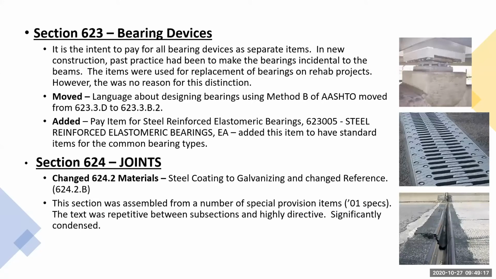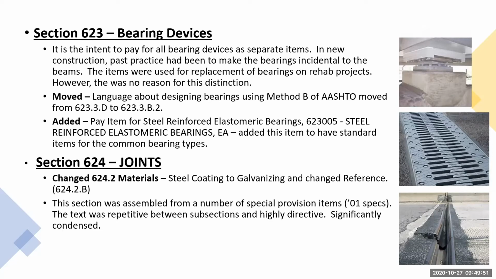Section 623 on bearing devices, there were some significant changes with regard to this. In the past, bearing devices were only paid for on rehab projects, not on new construction. New construction bearings were included with the steel and with the superstructure items. Now they're paid separately, whereas before there was really no reason for the distinction. So now the intention is to pay for all bearing devices as separate items.